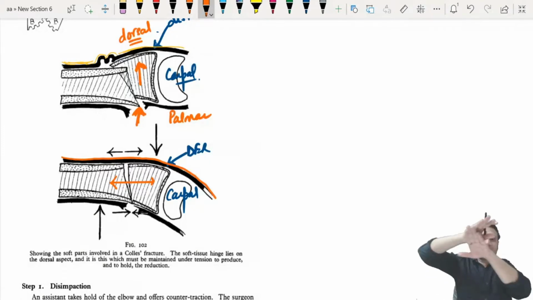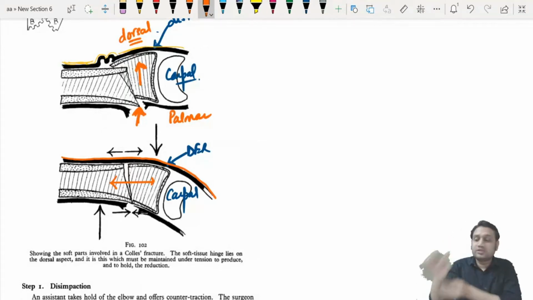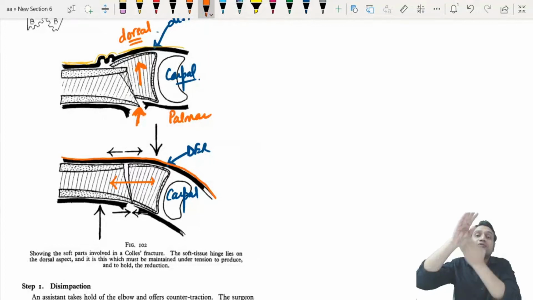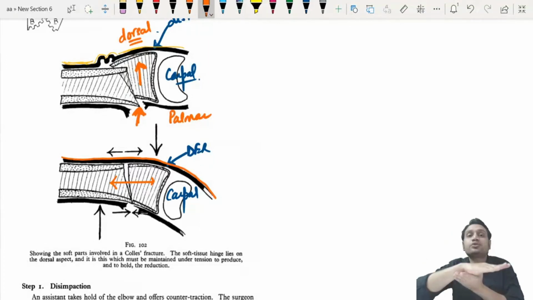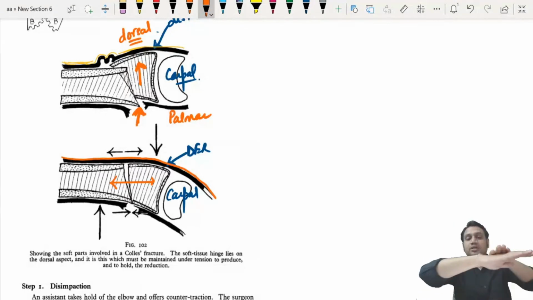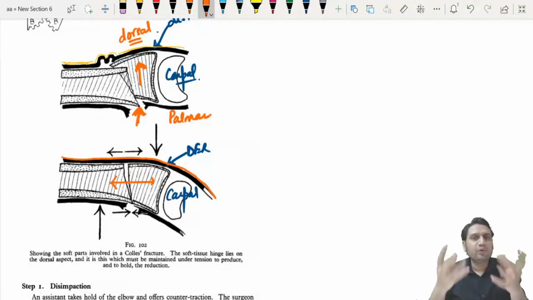The palmar side soft tissue envelope, or the coverage, is lost. I'm not talking about skin. So don't say, sir, in Colles there is no open fracture. No, it is not about open. It is about the soft tissue coverage. It is about the soft tissue support. So inside the skin, you have got the muscles which are covering over here, right? So the coverage is on this side. So we have to use this side to make a support so that the reduced bones can be kept in position. How will that be done? Let's see that step by step, one by one.